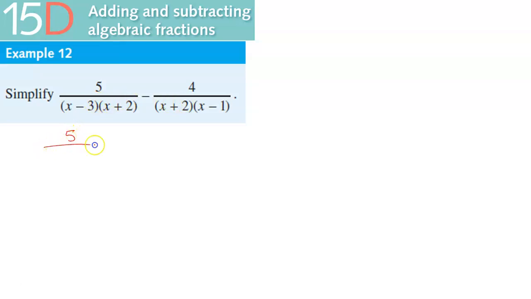So as I write this out, I can notice that the first denominator is x minus 3, x plus 2. The second denominator is x plus 2, x minus 1. So they both already have a factor of x plus 2. That means I don't need to include that when I'm multiplying to make a common denominator. So the first fraction I need to multiply by x minus 1 over x minus 1.